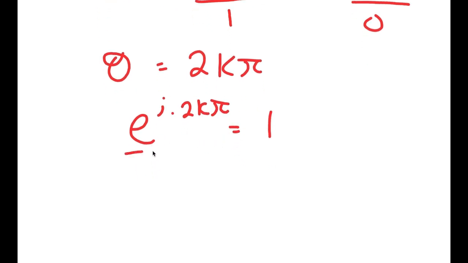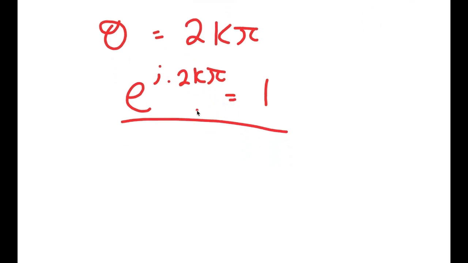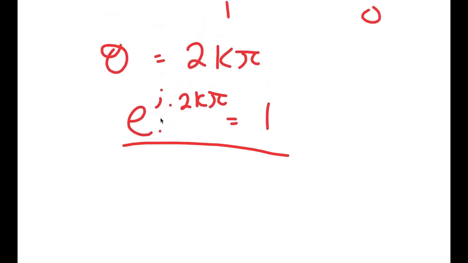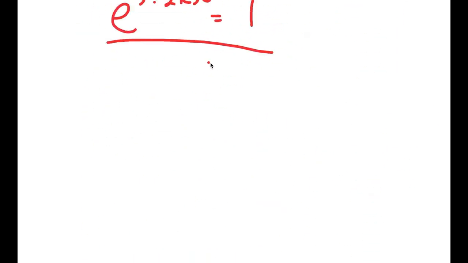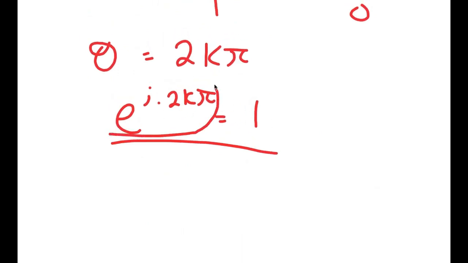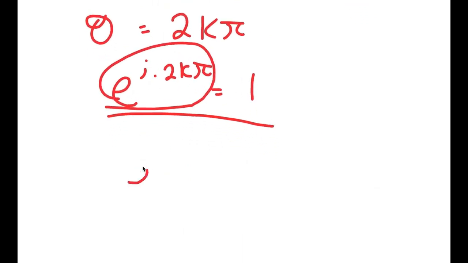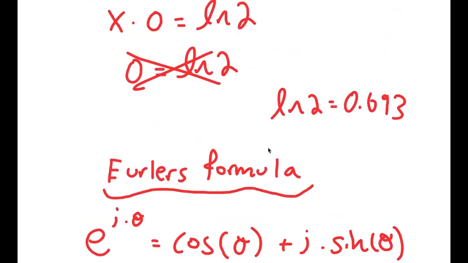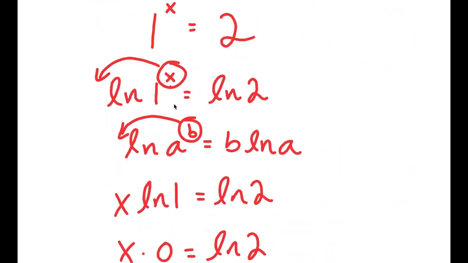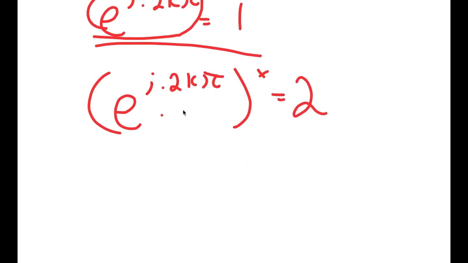So, because this statement is true, doesn't this mean that our original equation, 1 to the power of x equals 2, and this number right here is equal to 1? So we can say that e to the power of i times 2k pi, to the power of x, is equal to 2. All I did was substitute that in for 1. Now, if we solve for this, we should get our variable x.